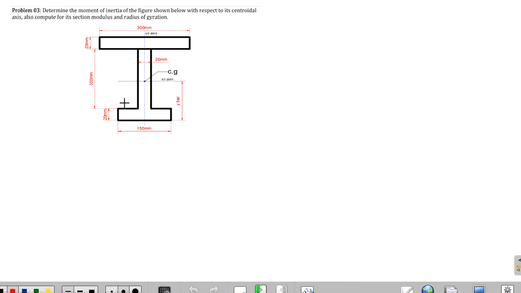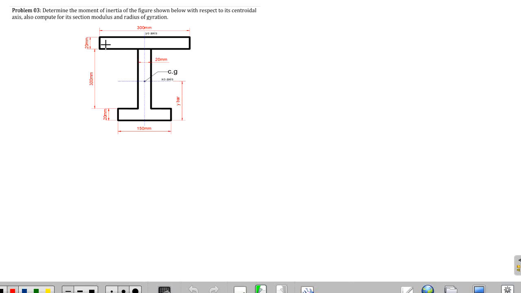Okay? So from problem number 3, we have to determine the moment of inertia of the figure shown below with respect to its centroidal axis. Also compute for its section modulus and radius of gyration. Okay, so we have here an unsymmetrical section.